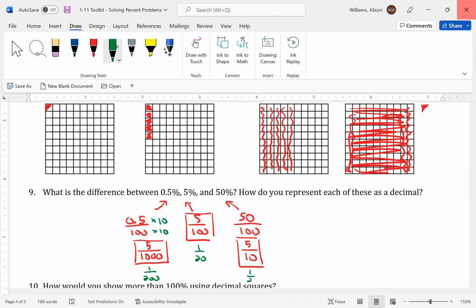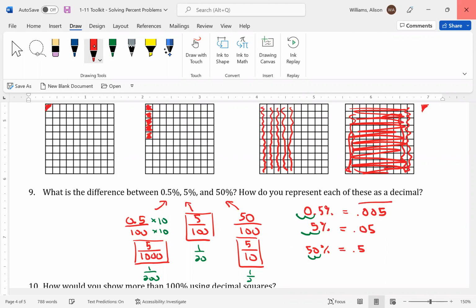And then how do you represent each of these as a decimal? Well, we did that before when we reviewed percents. We just move the decimal twice to the left. So 0.5% would be 0.005. 5% when I move the decimal would be 0.05. And then 50% when I move the decimal ends up being 0.5.